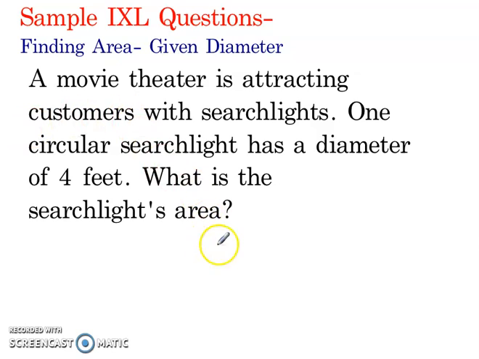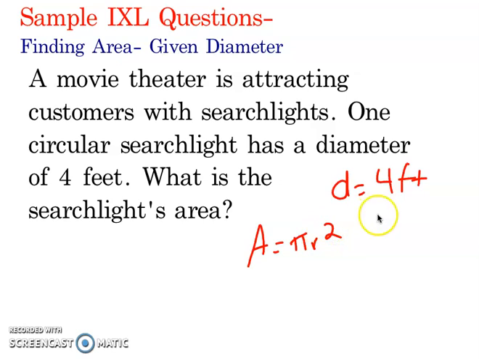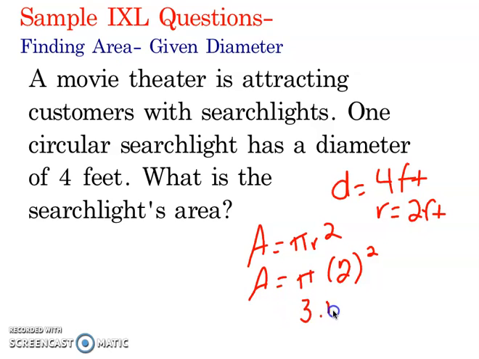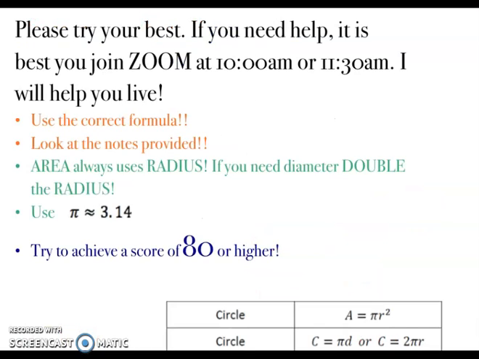The last example is going to be finding the area given the diameter. So a movie theater is attracting customers with searchlights. One searchlight has a diameter of 4 feet. We want the area, so we know area is pi r squared, so we need to find the radius. If the diameter is 4 feet, the radius is 2 feet. So we do area equals pi times 2 to the second power, and 2 to the second power is 4. So we do 3.14 times 4, and we get the area of the spotlight to be 12.56 feet squared. So that was finding the area given the diameter. So those were the 5 examples.